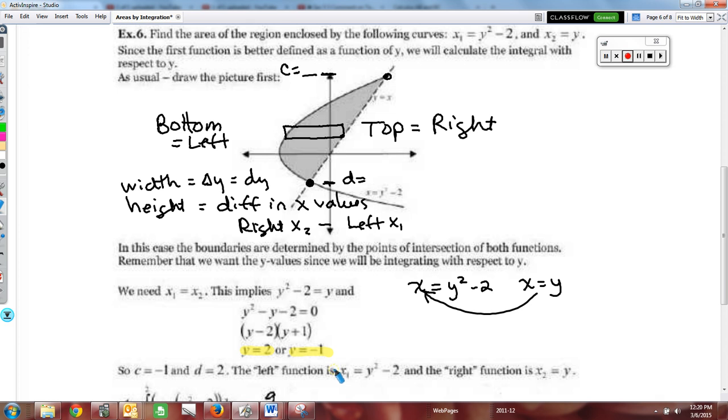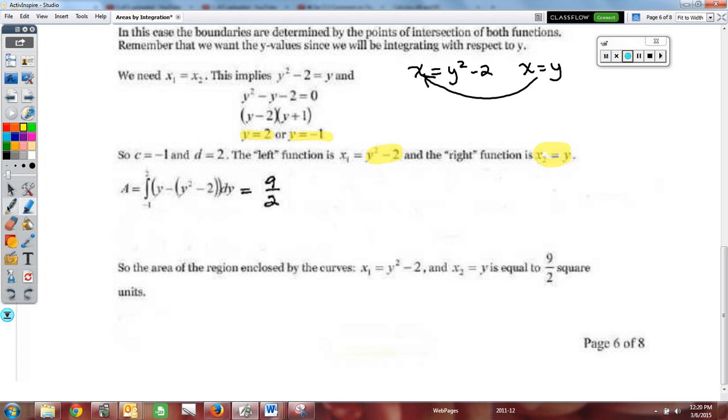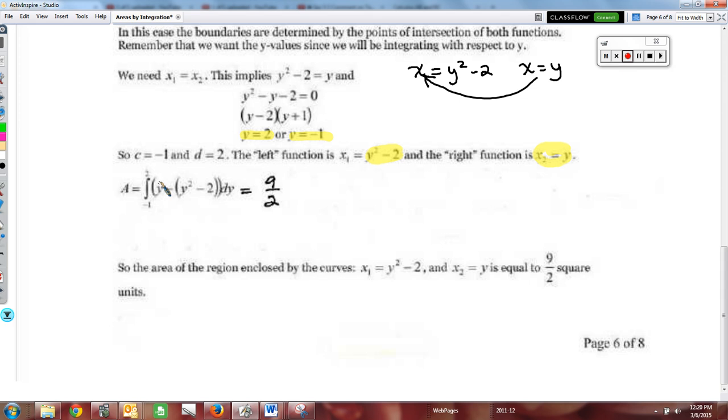Then I determine which is going to be the top and which is going to be the bottom. The right function is going to be the line, and the left function is going to be the parabola, and I make sure I have them in terms of x equals, because it's the x that is the height. Then we can set up our integral, running from the right minus the left. So this is the right x minus the left x, here and here, and our bounds on the y go here, and then our dy.